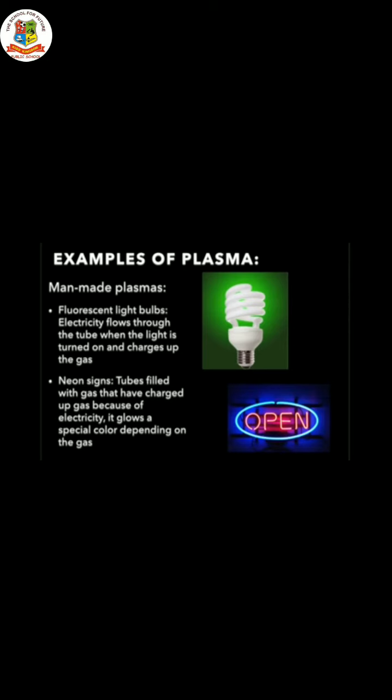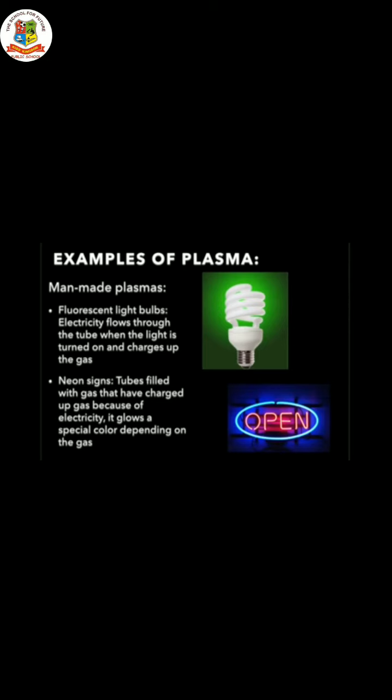The first example is our LED light. In fluorescent light bulbs, electricity flows through the tube when the light is turned on and charges up the gas. When we provide electricity to this bulb, whatever gas is inside gets charged up and glows, and that phenomenon is known as fluorescence.